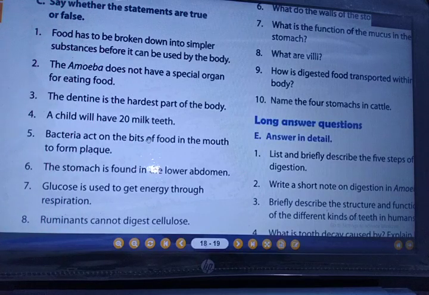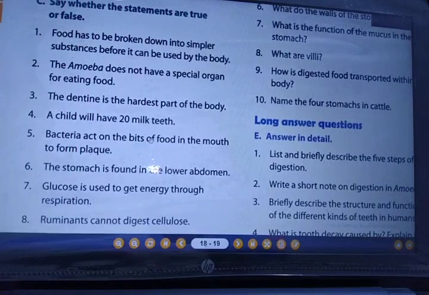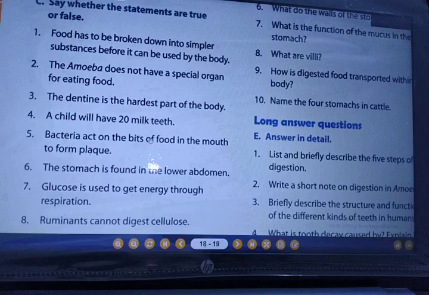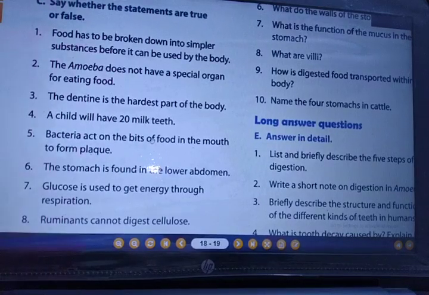Ruminants cannot digest cellulose, or ruminants can digest cellulose. Can you tell me what will be the answer? Ruminants are herbivorous, but they do not have the capacity to digest cellulose. Remember, herbivorous animals do not digest cellulose, so it's the false answer.